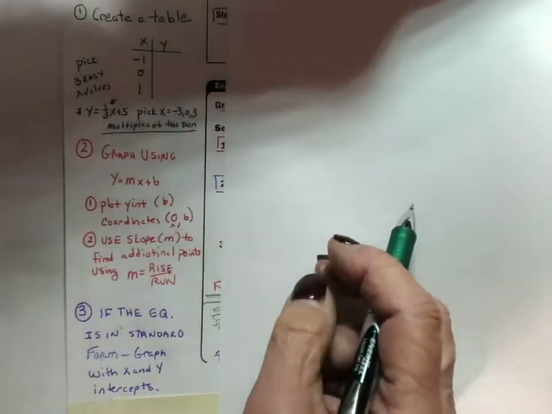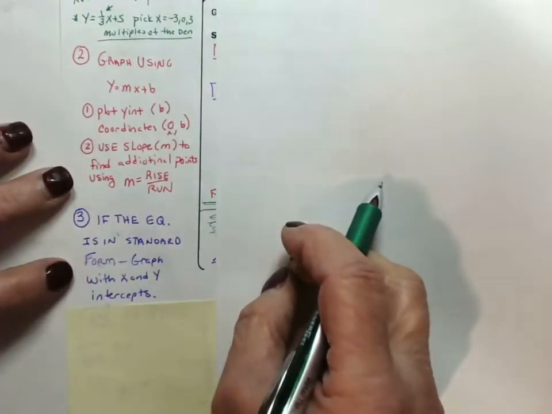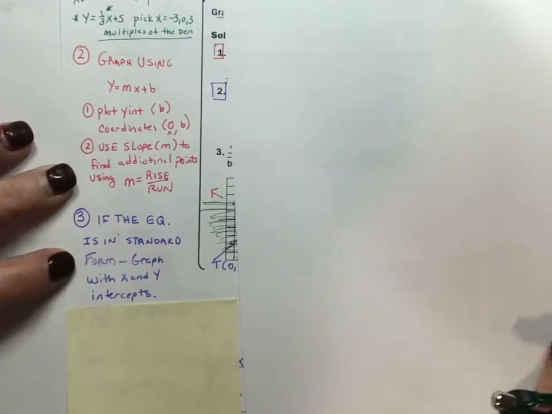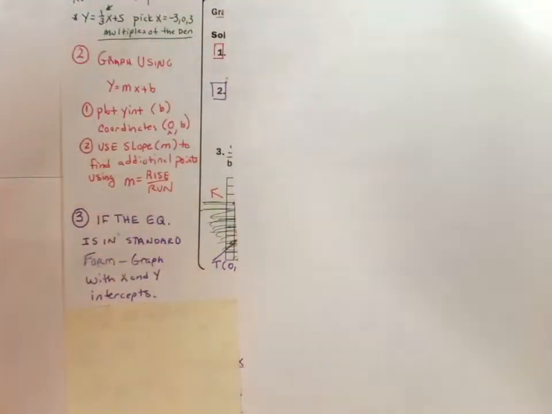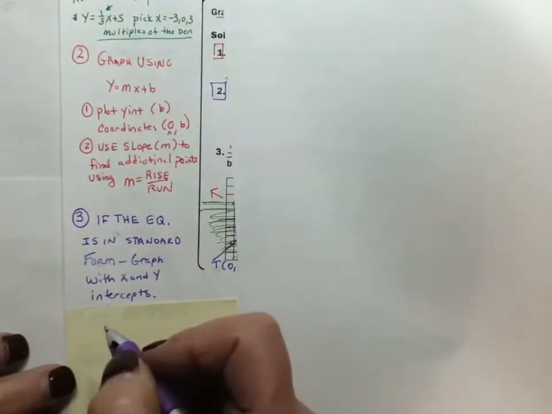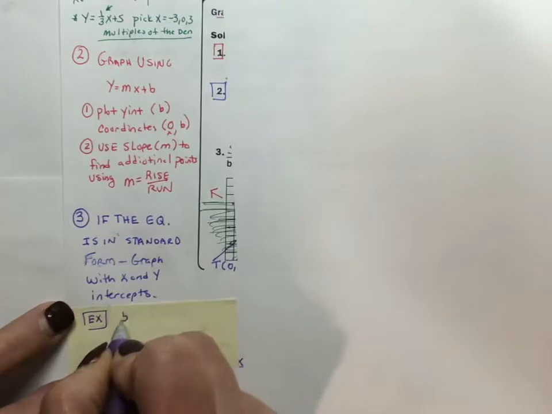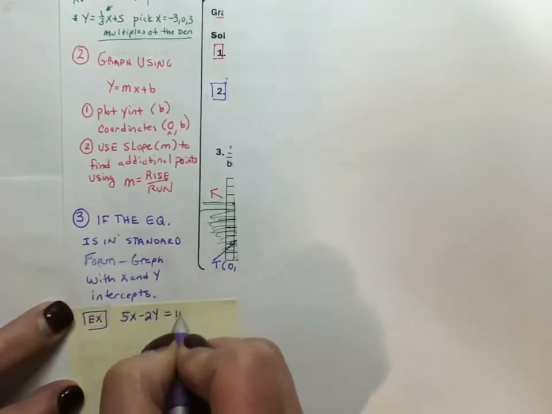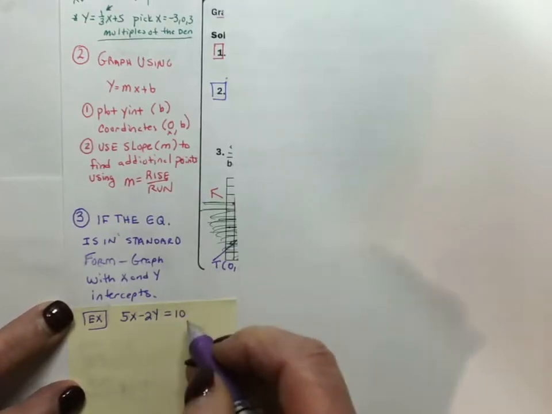Now, if the equation is in standard form, remember ax plus by equals c, the easiest method for graphing is going to be to use x and y intercepts. So let's take an example here. We have 5x minus 2y equals 10. And that's in standard form.